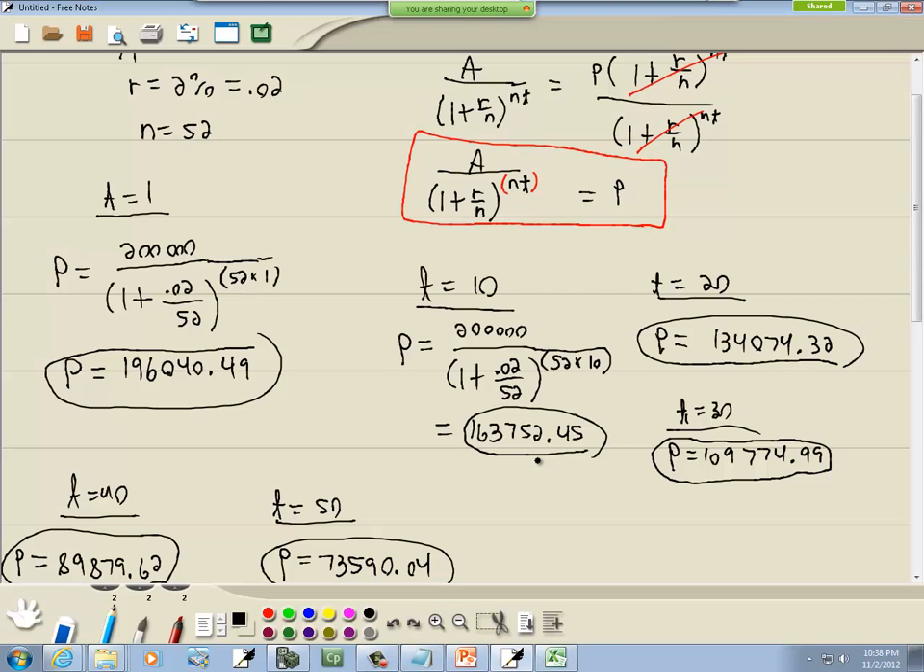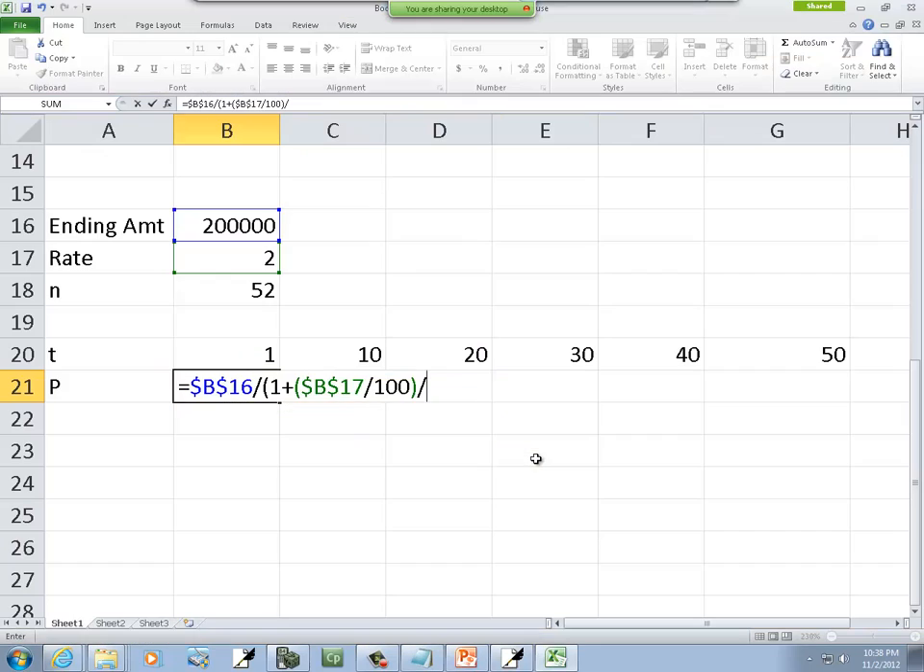And then divided by N, which was in B18. So $B$18, closing parenthesis. Now there's a closing parenthesis on the bottom, so I do caret, beginning parenthesis, N, which is $B$18, times, I don't want a closing parenthesis there, almost screwed that up, times t, which is B20. Now notice the t doesn't have the absolute referencing, doesn't have the dollar signs on it.